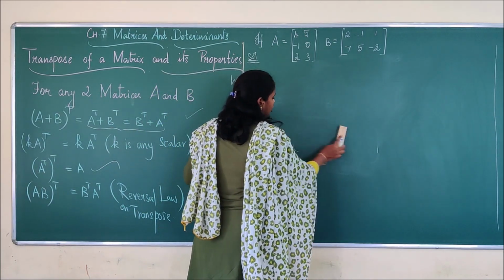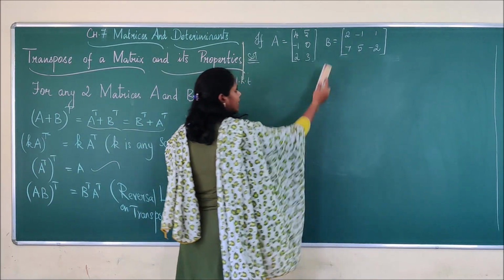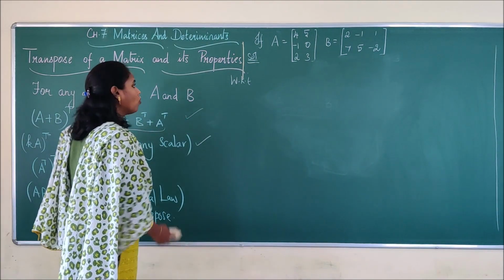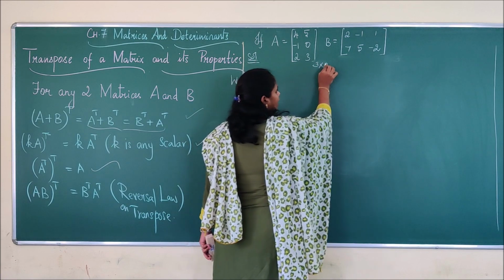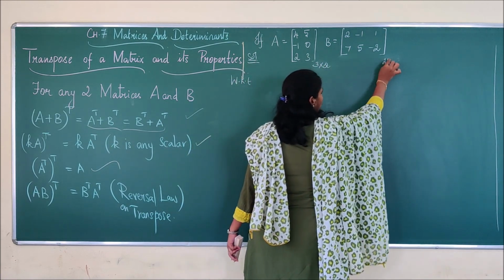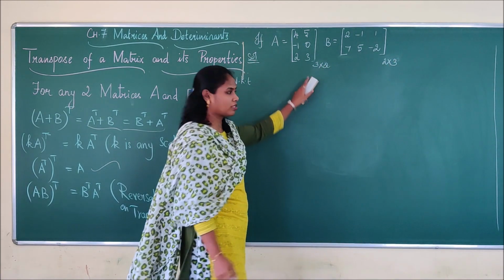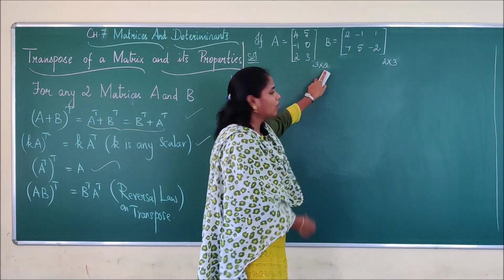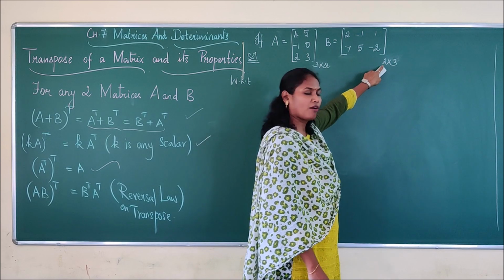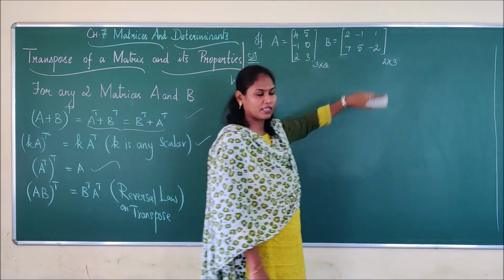Now what we are going to do is multiply A and B to find (AB) the whole transpose. This is of order 3 cross 2 and this is of order 2 by 3. That is 3 by 2 and 2 by 3. Here the number of columns is 2, here the number of rows is 2. So we can multiply these two matrices.